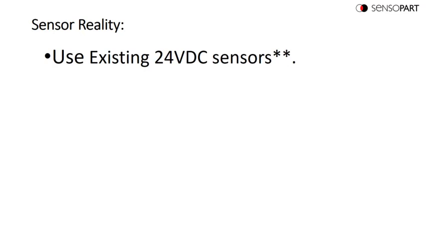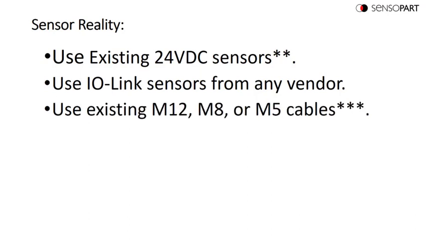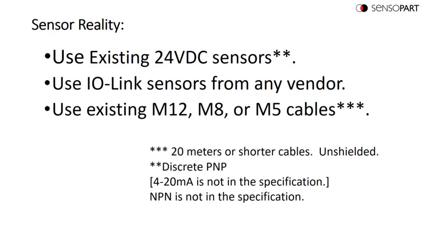On the sensor side, it's 24 volt sensors. If there's anyone still using 120 volt sensors, it's not part of the new standard. I mentioned you can mix and match IO-Link sensors from various vendors, and it uses the same M12, M8, or M5 cables. And the asterisks on the cables, from the master to the sensor, it's got to be 20 meters or less, but it can be unshielded, which are a lot less expensive. The specification calls out discrete PNP for existing sensors.